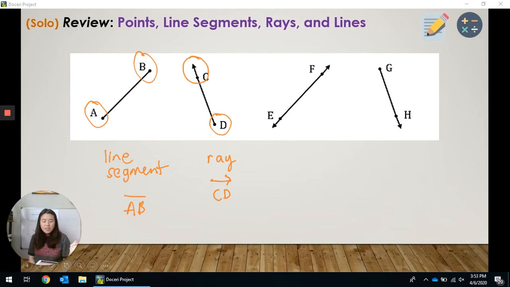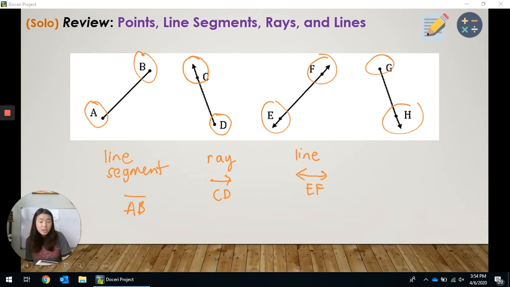Okay? Next one, we have EF. Arrows on both sides. Think it has to be a line. Not a line segment, because two arrows means line. Lines go on forever. So E, F, we're going to draw the line with two arrows. And then our last one, G has a point, H has an arrow. Point, arrow is ray.